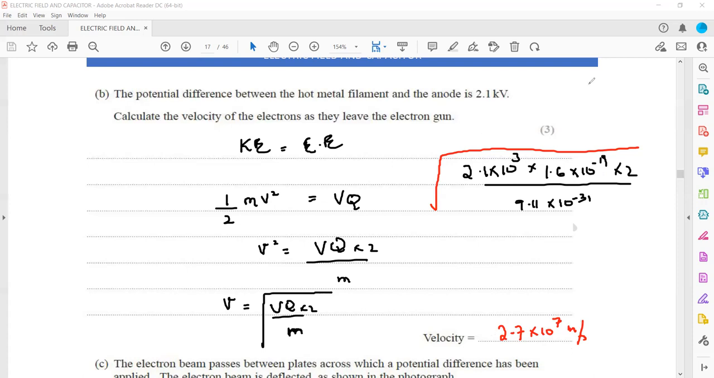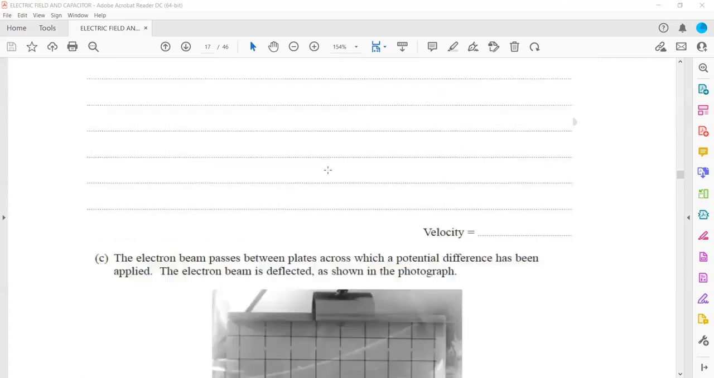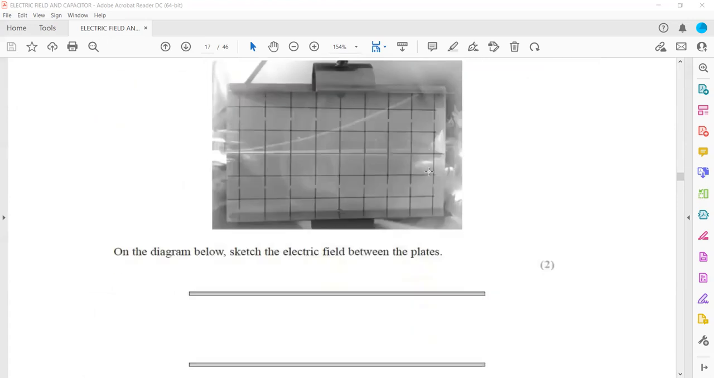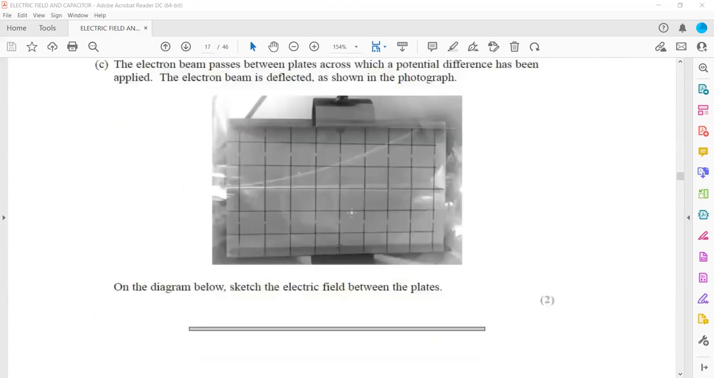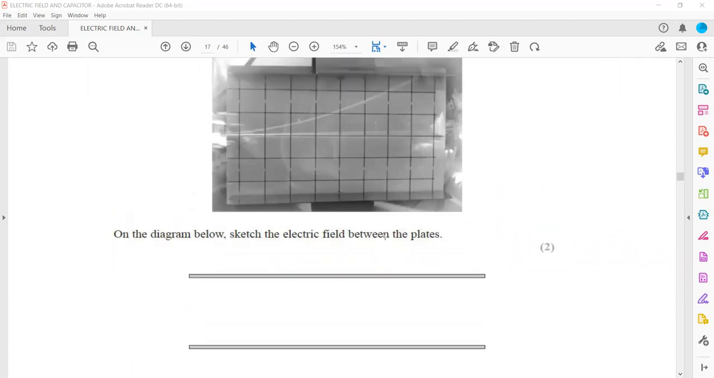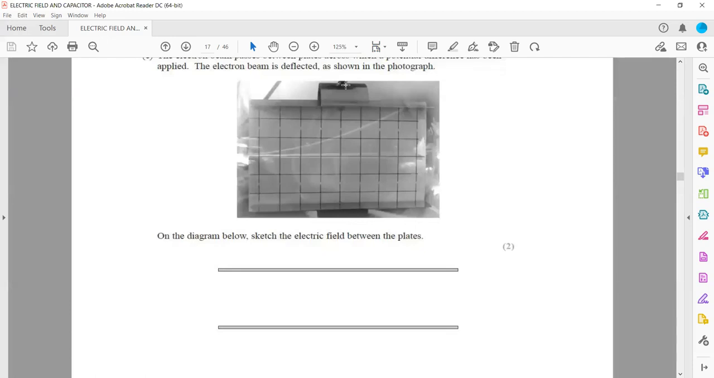So whenever we use an electric field to accelerate a particle, the electrical energy changes to kinetic energy. The electron beam passes between the plates across which a potential is applied. The electron beam is deflected up. So if the electron beam is deflected up, since electrons are negative, they are attracted toward the positive plate. So which plate is positive? Top or bottom?